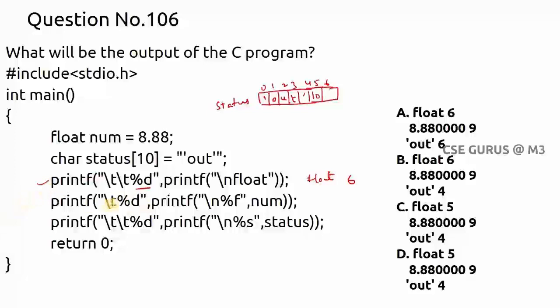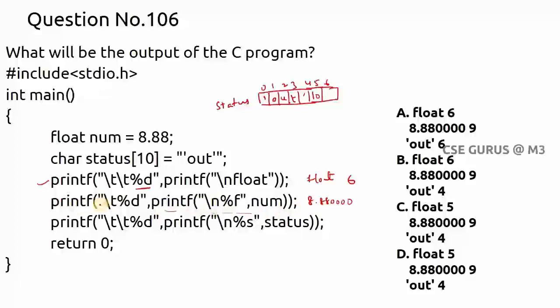Next, for the second printf statement, you can see first this printf statement has to be executed. Printf \n %f. What is the %f value? num. What is the num value? 8.88. So anyway it has to print 8.88. But you can observe it's a float value, that's why the total precision after the decimal point is 6. So already 2 values are there. So the remaining 4 zeros will be printed. Now this is what it will print when you execute this printf statement.